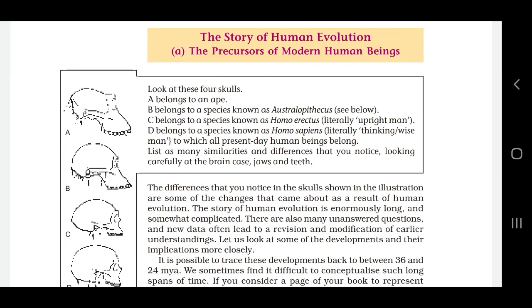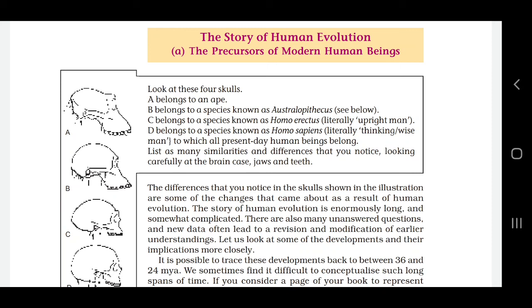Good morning, children. As we have already started our Standard 11 History discussion of Chapter 1, that is From the Beginning of Time, in today's class we will discuss the topic, the story of human evolution. Here, we will study the precursor of modern human beings, that is our forerunner, or we can say our ancestor: how it seemed, what its structure was, and how it evolved into modern human beings.